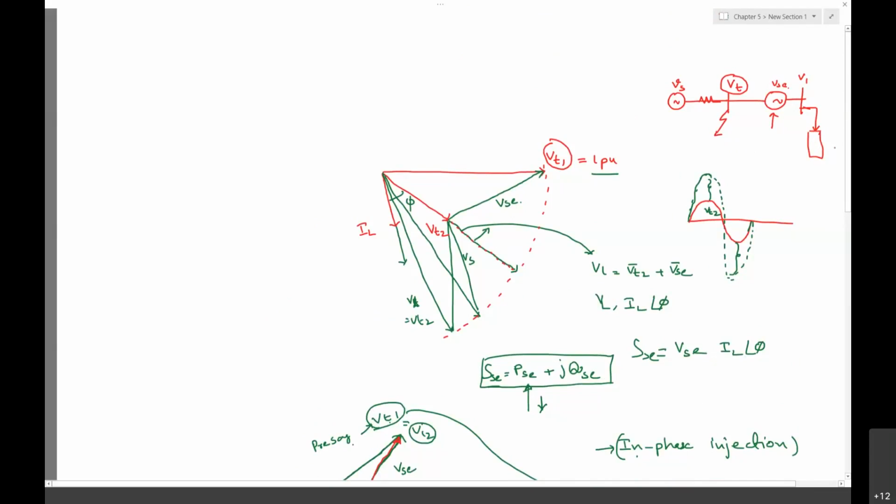See, the definition of the voltage sag itself says half a cycle to 1 minute. If the magnitude reduction is there within the half cycle to 1 minute, then we define that as a voltage sag.